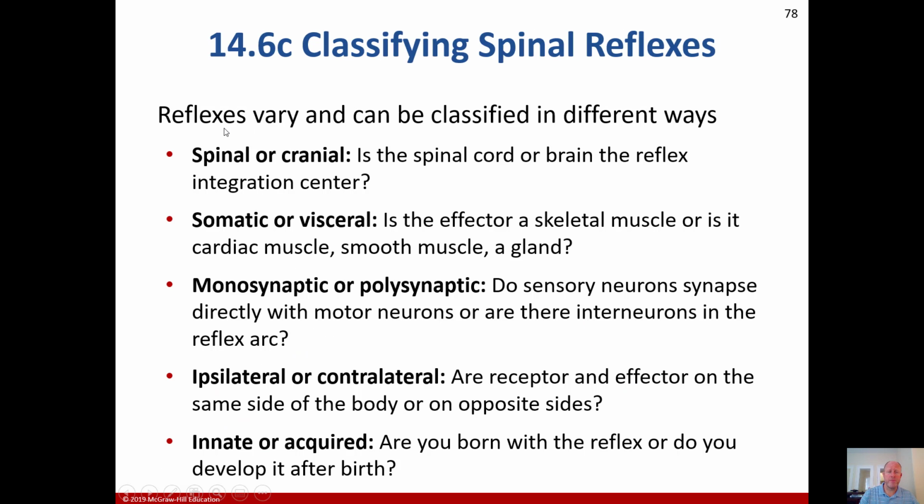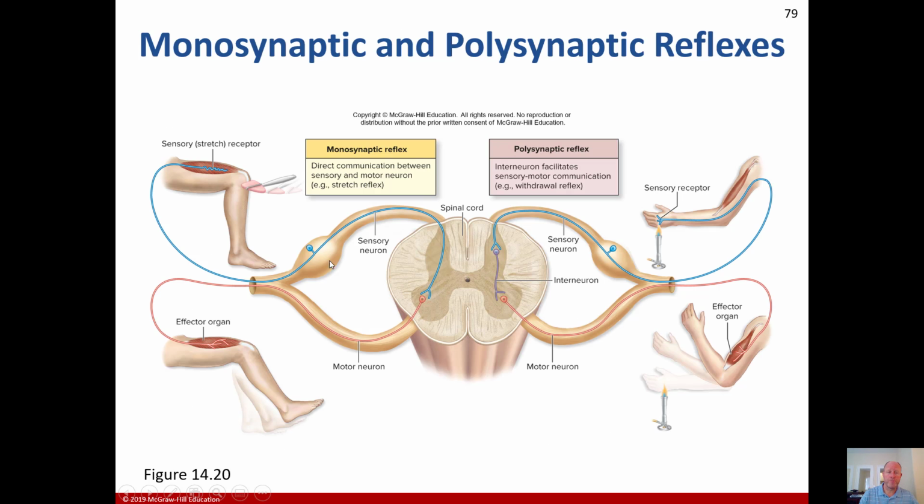Classifying spinal reflexes: they vary, and they can be classified in a few different ways. Are they spinal or cranial? Is the spinal cord or brain the reflex integration center? Is it somatic or visceral? Is the effector a skeletal muscle, or is it cardiac muscle, smooth muscle, or a gland? Monosynaptic or polysynaptic? Do sensory neurons synapse directly with motor neurons, or are there interneurons in the reflex arc? Ipsilateral or contralateral? Are receptor and effector on the same side of the body or on opposite sides? Innate or acquired? Are you born with the reflex, or do you develop it after birth?